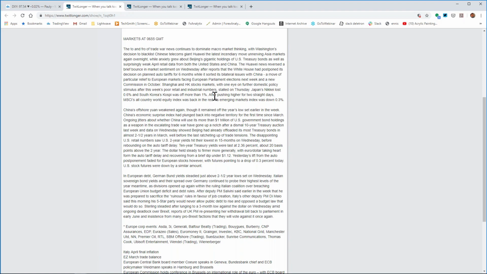Ongoing jitters about whether China will use more than $1 trillion of U.S. government bond holdings as a weapon in the escalating trade war have gone up a notch after a dismal 10-year Treasury auction last week. And data on Wednesday showed Beijing had already offloaded the most Treasury bonds in almost 2.5 years in March, well before the last ratcheting up of trade tensions. The disappointing U.S. retail numbers saw U.S. two-year yields hit their lowest in 15 months on Wednesday before rebounding on the auto tariff delay.